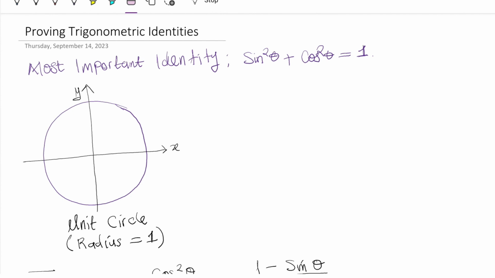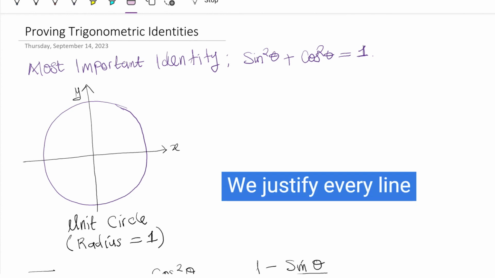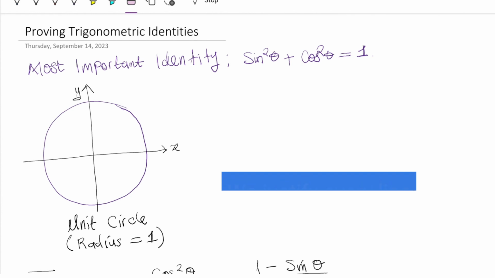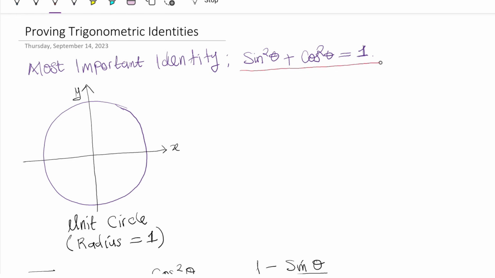Let us start with the most basic or important trigonometric identity, which says sine squared theta plus cos squared theta is equal to 1. The question is, where does this identity come from? Consider a unit circle. A unit circle is just a circle which has radius 1. It's given by the formula x squared plus y squared is equal to 1.